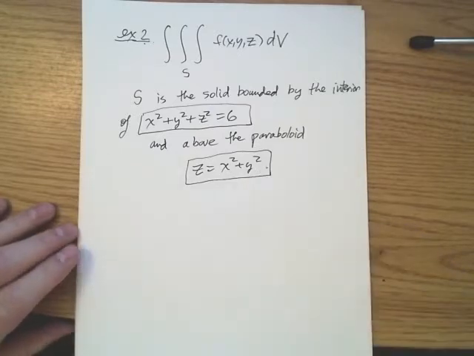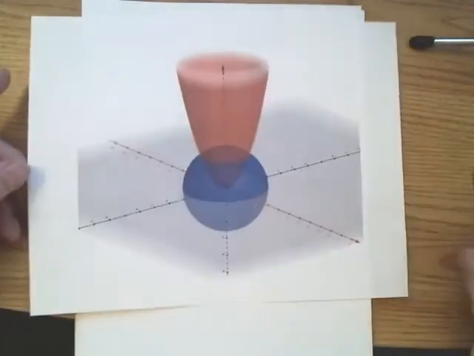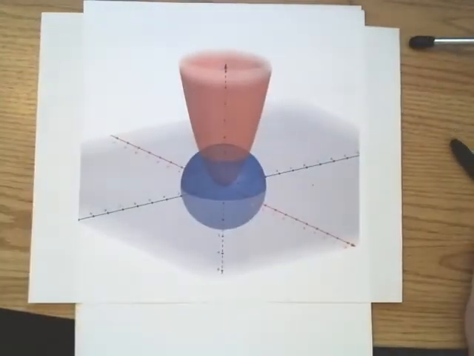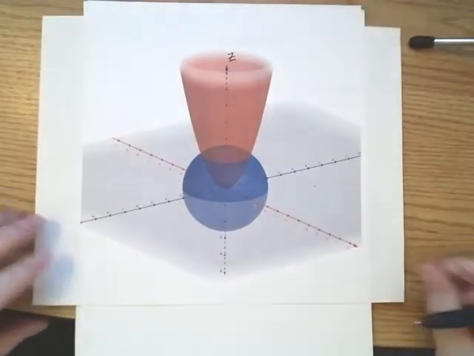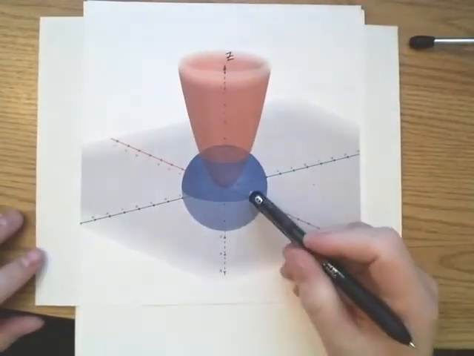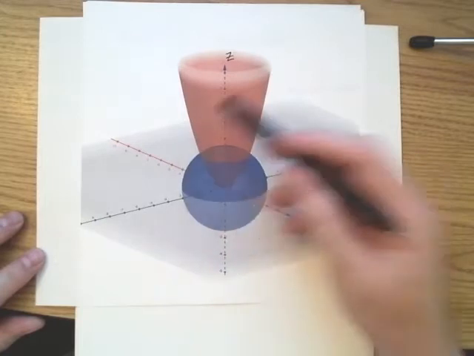Okay, let's go ahead and take a quick peek. I actually graphed this on GeoGebra, and this is the critter we're looking at here. This is the z-axis here. Let's go ahead and label that. And here's my sphere centered at the origin with radius square root of 6, and there is that paraboloid.